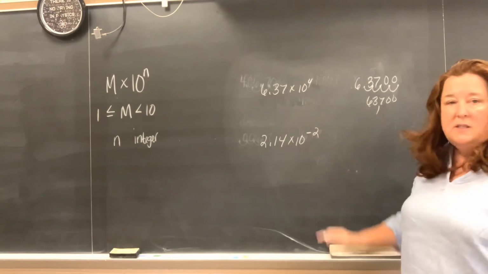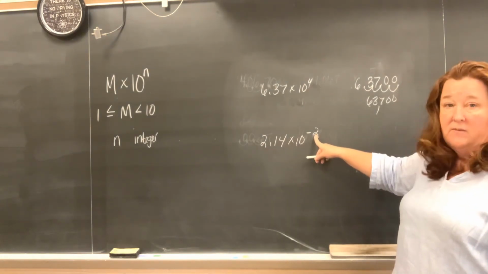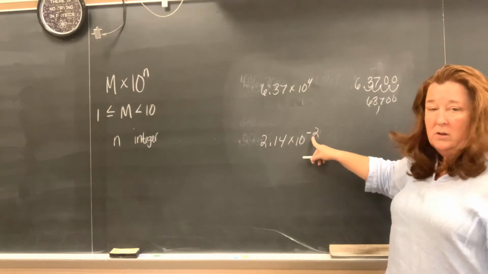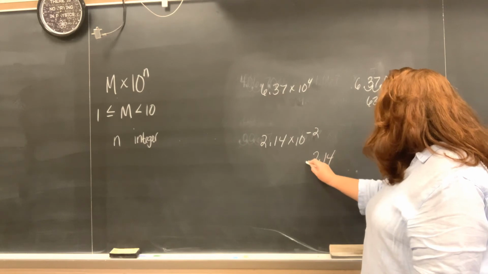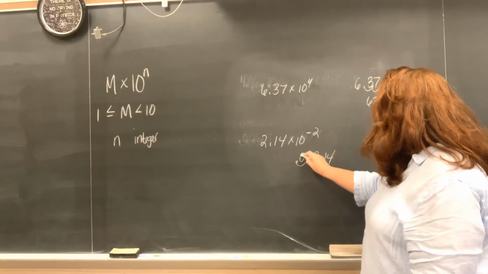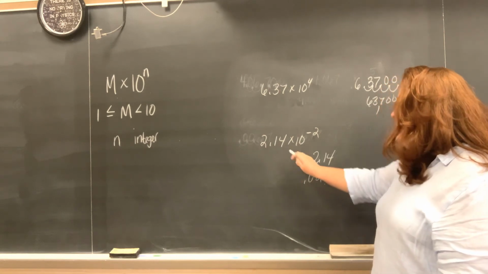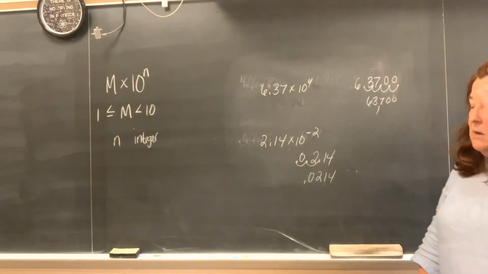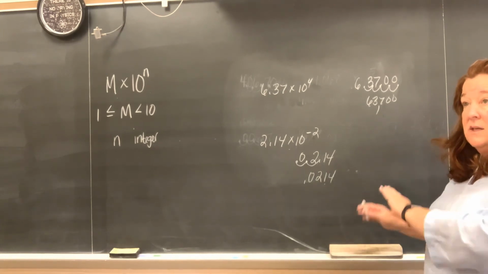When you have a negative exponent, that means that this number is going to get smaller by this many place values. So this is going to get smaller by 2. Once again, move the decimal. If I move it one place and then I move it a second place, I'm going to get the number 0.0214. It became smaller by 2 place values. And that's how you go from scientific notation to decimals or whole numbers.